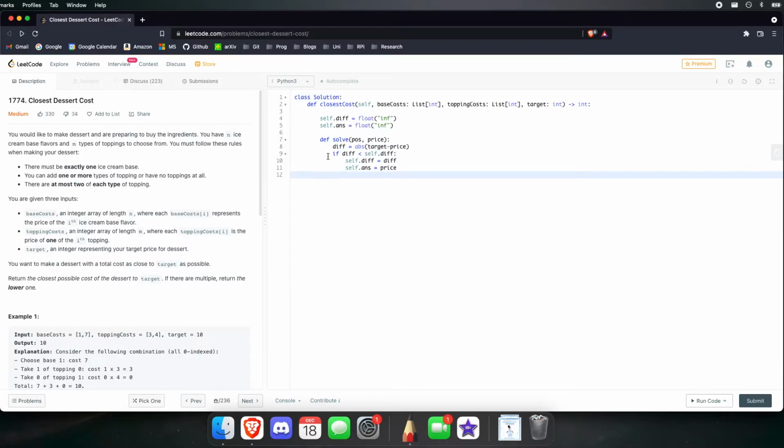Now, there's two scenarios: the difference is less than the total difference we've seen so far, or the difference is equal to the difference we have right now. When they're equal to each other, we want to make sure the self.answer is set to the lowest price. So that's why we want to do self.ans is equal to the minimum between self.ans and price.